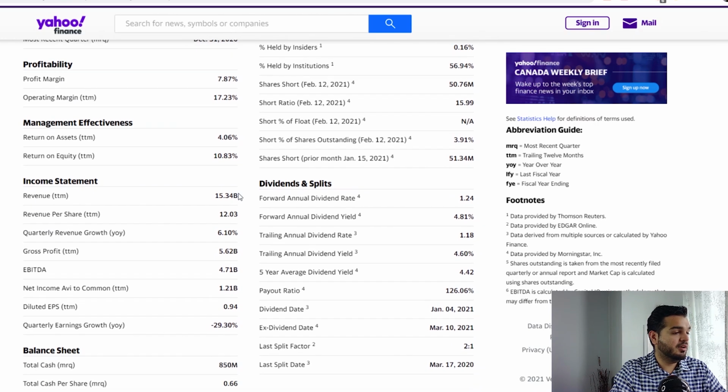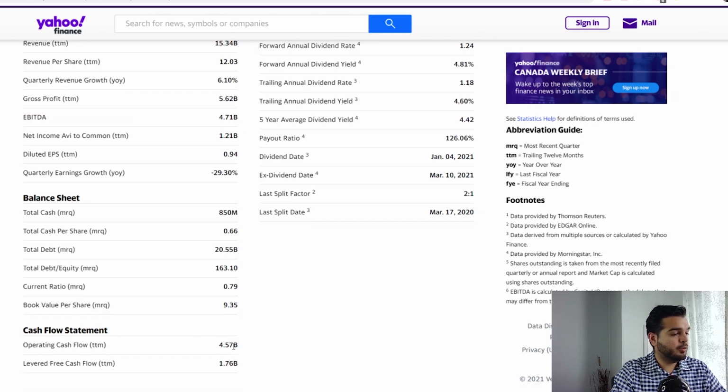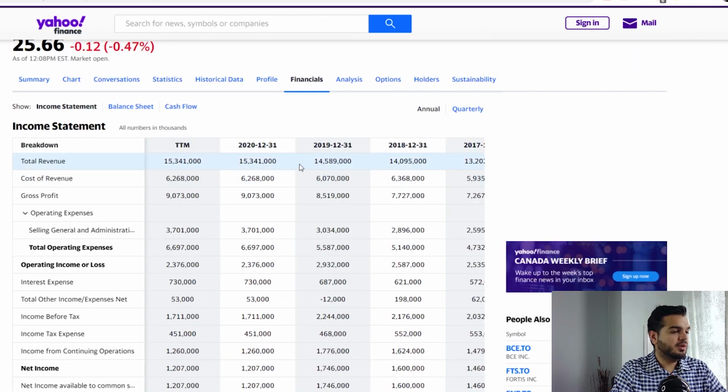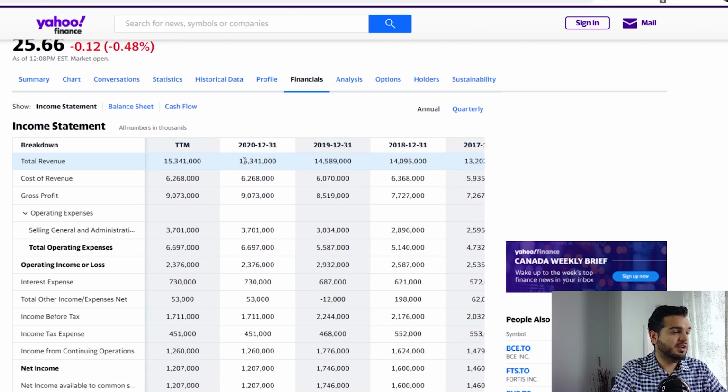It has revenue of $15.34 billion, meaning revenue per share at 12.03. Not only does it have $15 billion in revenue, but it's growing revenue at 6% year over year. It has a very healthy EBITDA of $4.71 billion, and its operating cash flow is at $4.57 billion. Looking at the annual financials, you can see that the company has grown its financials. So that's from 2017, 13.2 million, going to 14 million, 14.5 million, and 2020 at 15.3 million. So it's a healthy growing revenue stream.